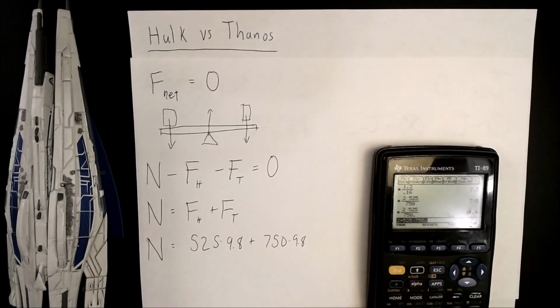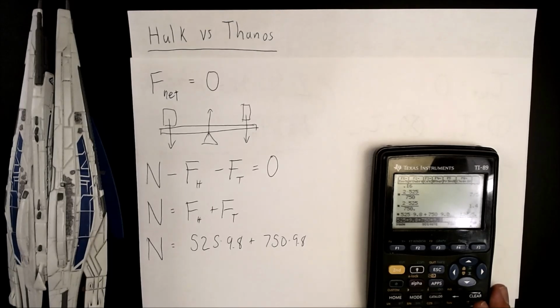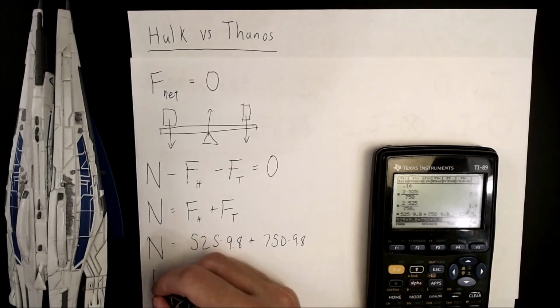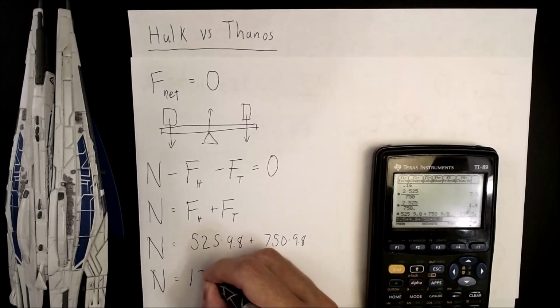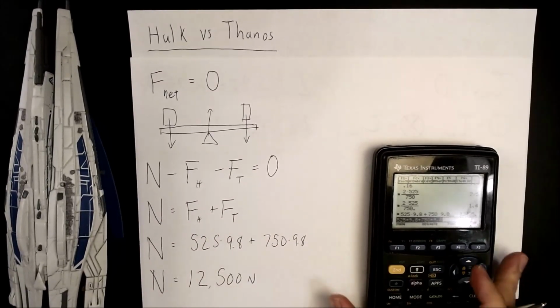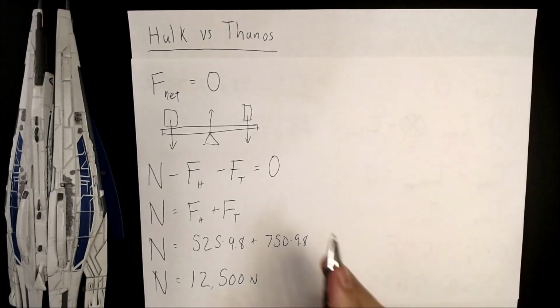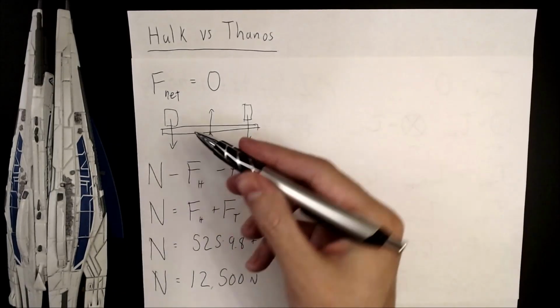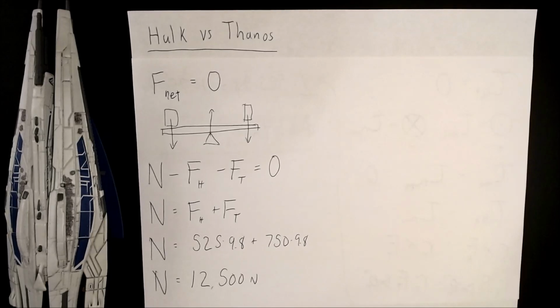And we can use our calculator to solve. 525 times 9.8 plus 750 times 9.8. That gets us 12,495. I'm just going to say that the normal force is 12,500 newtons. That's the force required to keep both of these guys from just falling through everything.